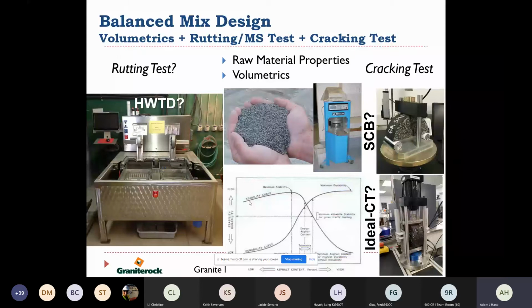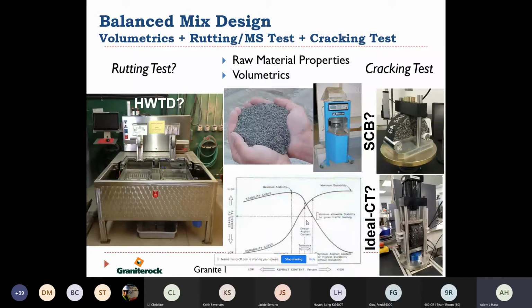Since you're in California, you're probably very familiar with the Hamburg wheel tracking test on the left. And on the right are a couple of different cracking tests. This is the IDEAL-CT. It's no different, it's identical to the indirect tensile strength that you use when you run your moisture sensitivity tests on a Caltrans project, for example. And the idea here is we want to make sure that we've got both good rutting resistance as well as cracking or durability resistance.